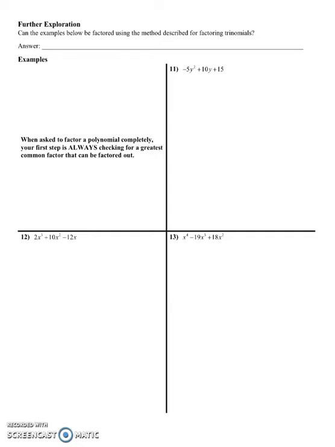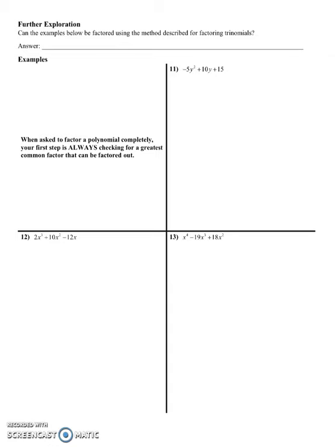This is the second part of the section 6.2 lecture video, and we're going to further explore how to factor those trinomials of the form x squared plus bx plus c. So let's look at the other three examples on this page. Can they be factored using the method we talked about in the last video? Well, what's different about them?